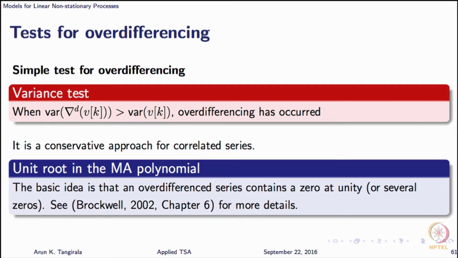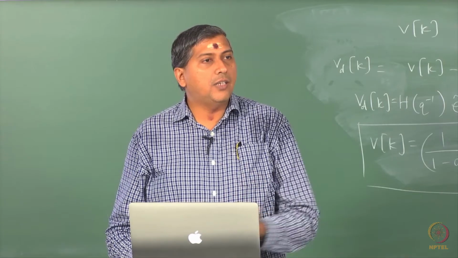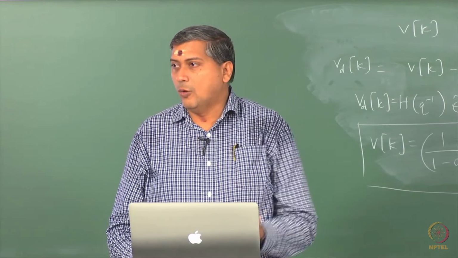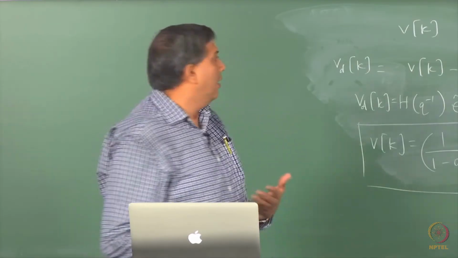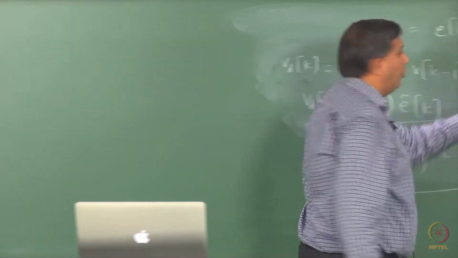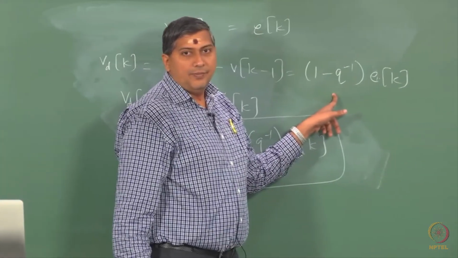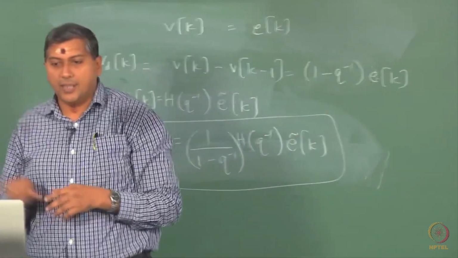So, the other test that is available is the test for unit root in the moving average polynomial. This is also widely used, and there are some tests that are available. I am not going to go into detail on this aspect, but this allows you to do two things. One, test for over differencing. If you have over differenced, what have you actually done? You have introduced an artificial 0 at a unit circle or at unity, and that is what this test will tell you.